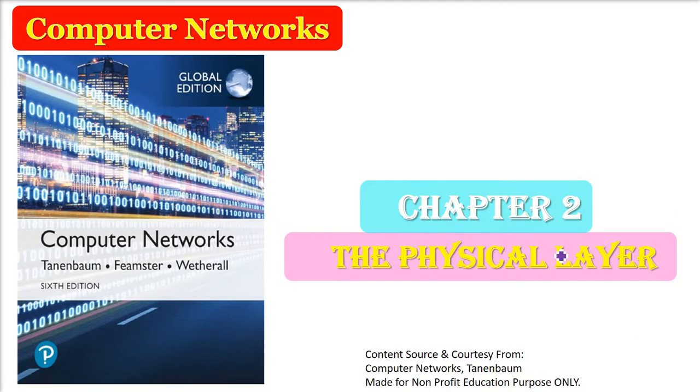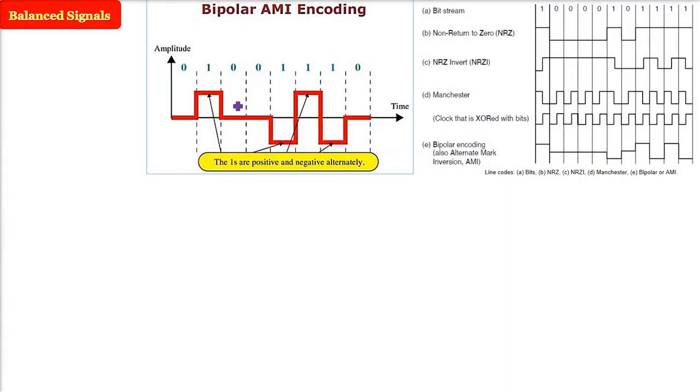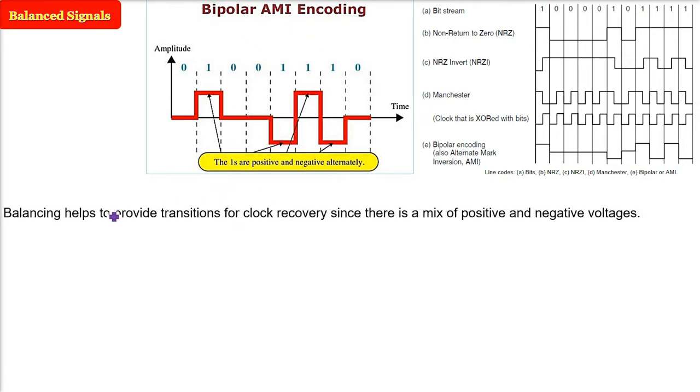In computer networks, we are discussing chapter number 2, the physical layer. Balanced signals. Bipolar AMI encoding. What is balancing? Balancing means positive and negative voltage equally. That is a proper mix of positive and negative voltages.